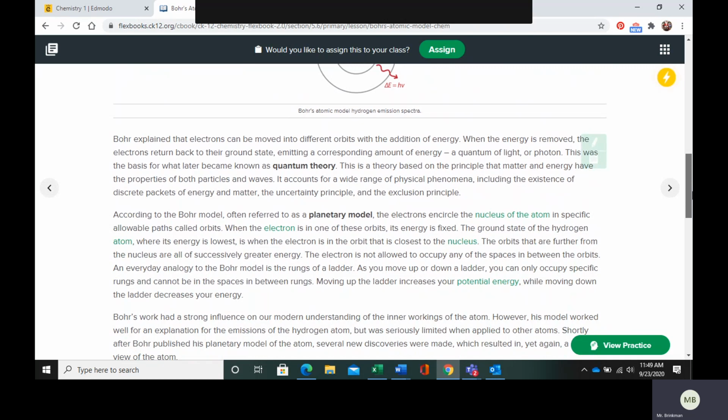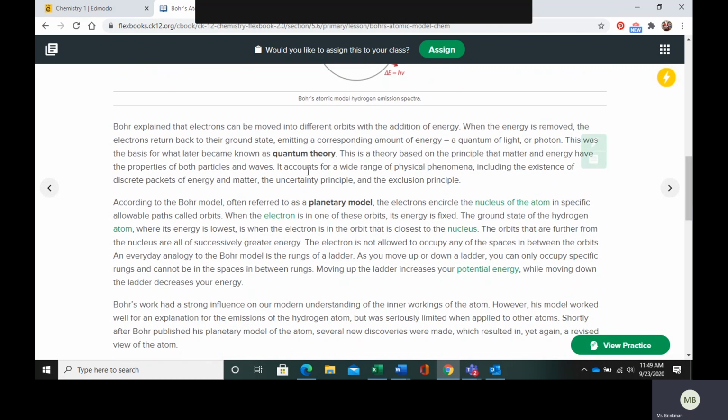So this became the basis for what is known as quantum theory, and I will not explain that here because it's pretty complicated.